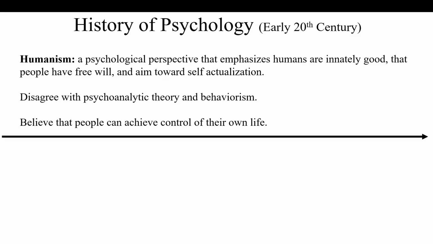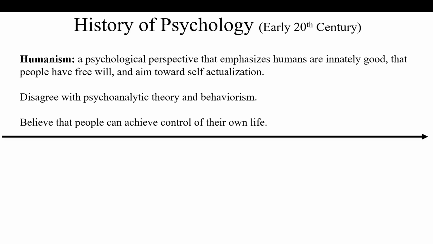Then, a new perspective in the early 20th century emerged called humanism. American psychology was mostly focused on behaviorism and psychoanalysts until humanism emerged. Humanists disagreed with psychoanalytic theory for its negativity and idea that a person is determined by their past alone, and they disagreed with behaviorism for its simplification that humans are only driven by a combination of their genetics and their environment. Thus, humanism emerged as an idea that a person can progress to achieve control of their own life.